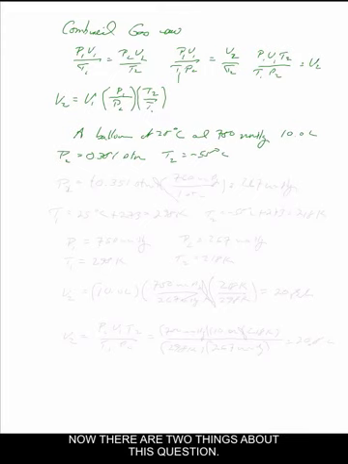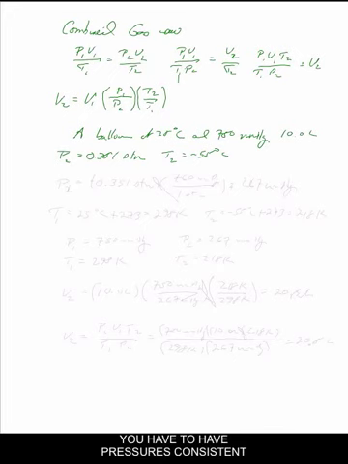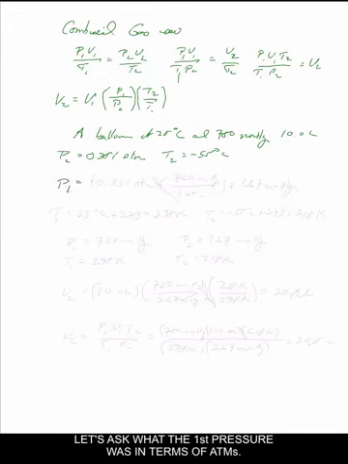Now, there are two things about this question. First, I gave you one pressure in millimeters and the other in atmospheres. You have to have pressures consistent in a ratio type calculation. It doesn't matter which way you do this, but I'm just going to ask what the first pressure was in terms of atm.